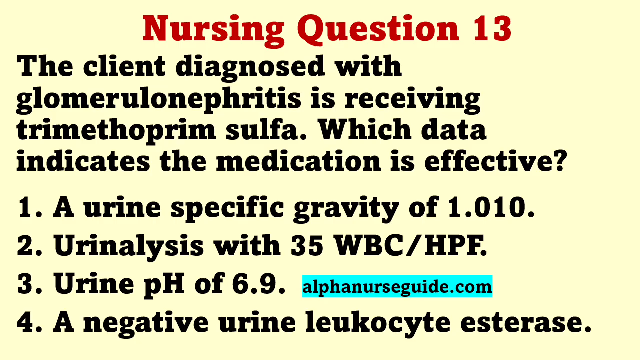Urine-specific gravity can indicate dehydration or water intoxication, but it will not provide information about a UTI. A microscopic value of 35 white blood count high power field indicates a UTI, not that the antibiotic is effective. The normal value is less than 5 WBC HPF. Normal urine pH is 5.0 to 9.0, but the pH does not evaluate a UTI.